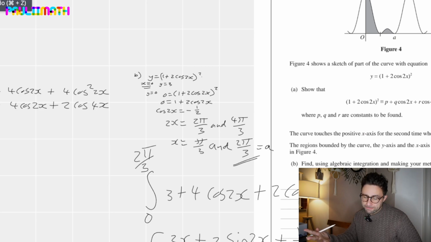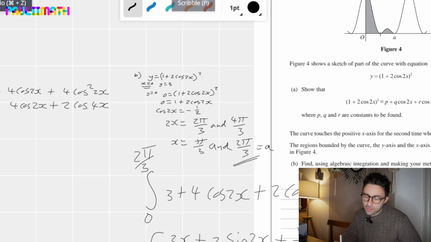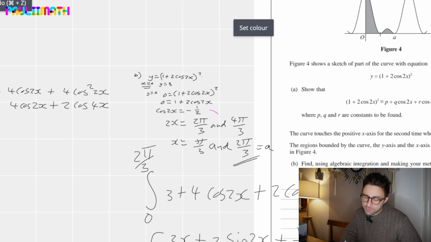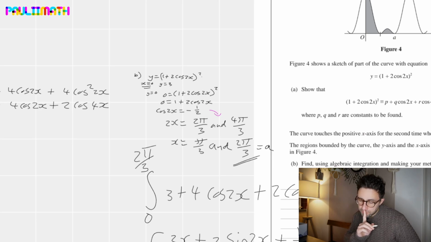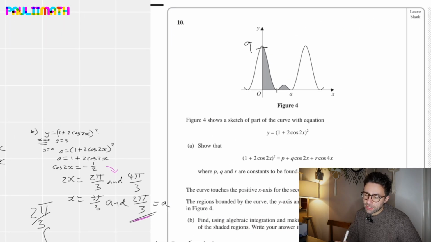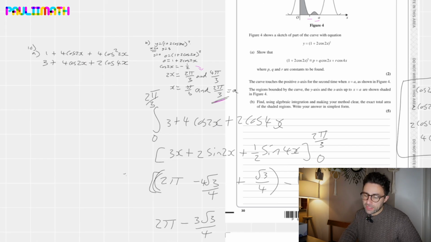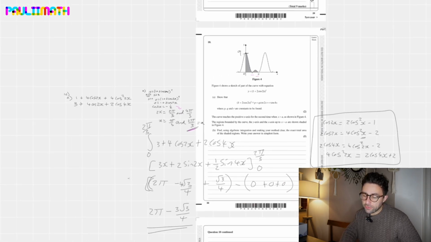You learned that in kindergarten. You've got to have some sort of method for solving these trig things. I kind of just did it a little bit in my head, which is maybe not the most useful for all involved, but anyway. 2 pi over 3 and 4 pi over 3, divided by 2, and took the biggest answer, because if you look at the picture, it's the second positive one where y equals 0. Then we just did a nice normal integral, which wasn't too crazy, but we did exact values and we left our calculator in the bin.